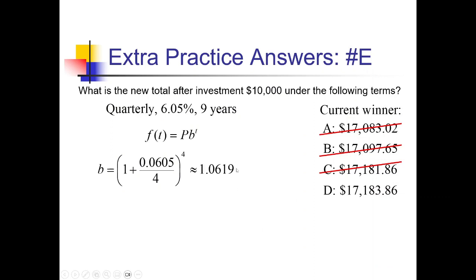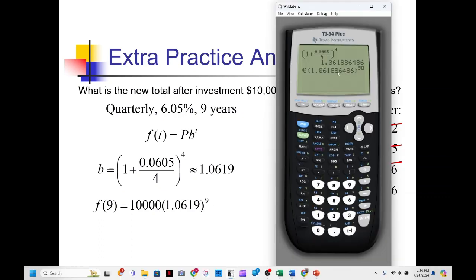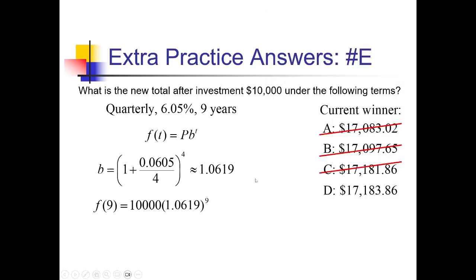I'm going to use the real value anyway, but I like to write something down here just so people know where I'm coming from. So we have now 10,000 times this number to the, let's see, this was 9 years, so the 9th power. Let's plug that in now. So I've got all that plugged into the calculator. That's coming out to 17,167 and 33 cents. And is that higher than what I had before? It looks like it is not. So D is still the current winner.